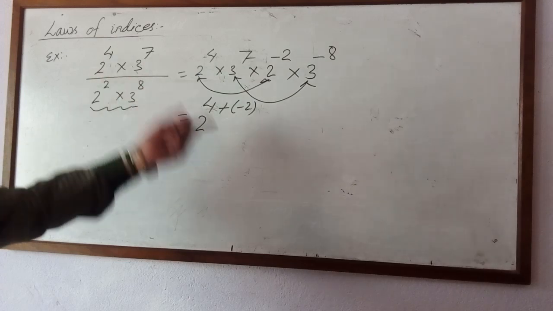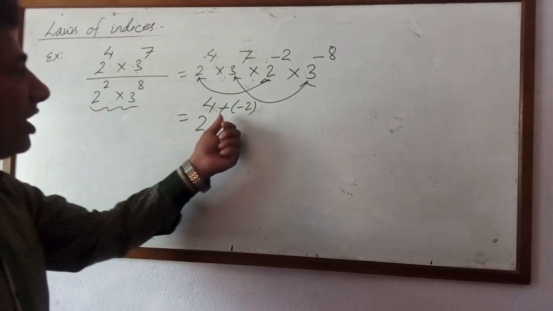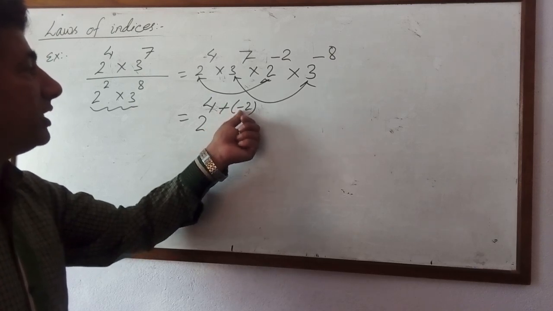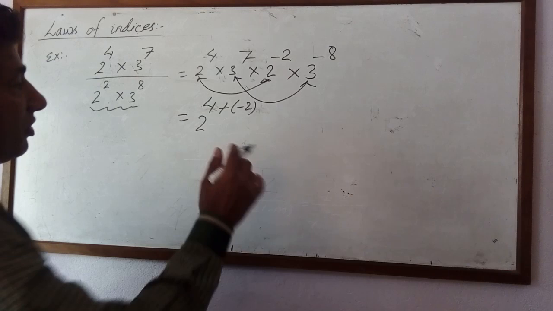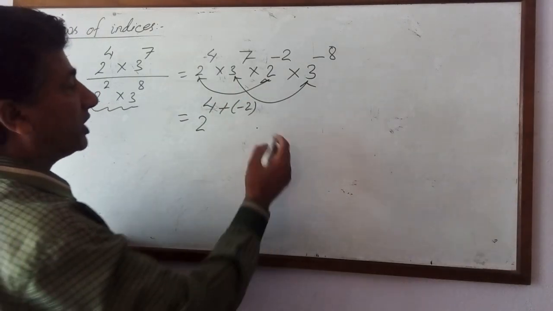Later, when you understand, you can write 4 minus 2 directly. But just to make it clear, I wrote plus there. After multiplication, plus and minus will be minus. Now you have to understand. Next, in place of multiplication I write a dot. Dot means multiplication, you have to understand.